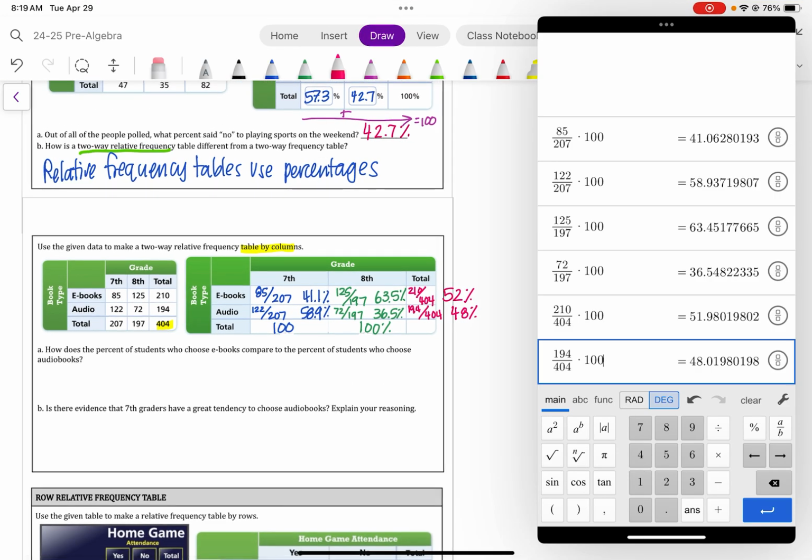Okay, now, how does the percent of students who chose ebooks compare to the percent of students who chose audiobooks? So they were really close, but of the whole entire thing, 52% chose ebooks. 48% chose audiobooks.